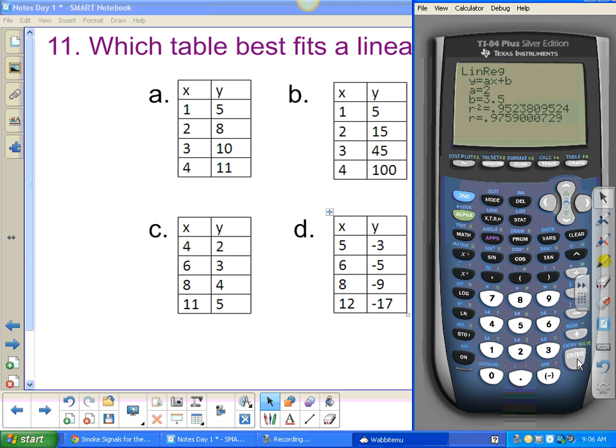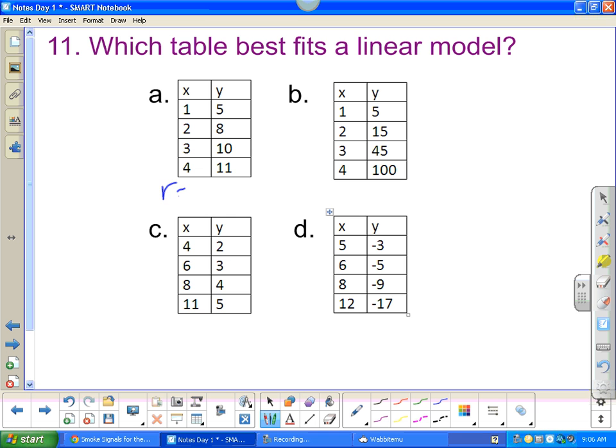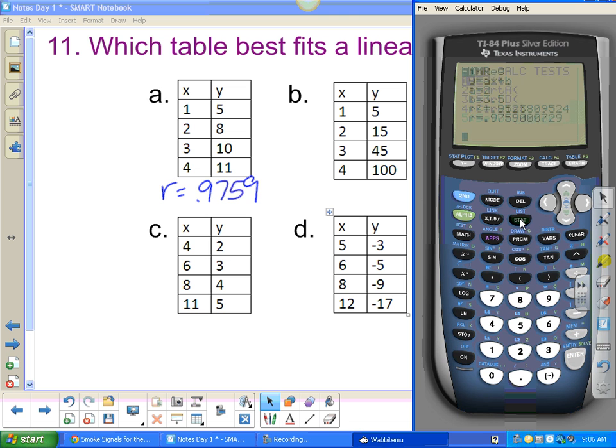And his R value is a 0.9759, which is super, super strong. So if I had to bet, I would say he's going to win. But we've got to test him out and see. All right, now the 1, 2, 3, 4 stays. So I'm going to leave that alone and just change this 5, 15, 45, 100.